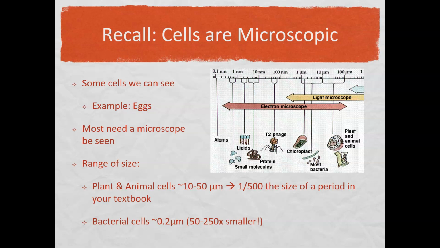Although we can see that little dot, it really doesn't mean much. And most cells are much smaller than that. In fact, your average plant or animal cell is somewhere between 10 to 50 micrometers, which, if you need some sort of context for that, is about 1/500th the size of an average period in your textbook. Bacterial cells are even smaller than that. Most are somewhere on the average of about 0.2 micrometers, which is 50 to 250 times smaller, depending on the range, than even a plant or animal cell. So they're incredibly small. So why has evolution decided that these cells need to be so small?